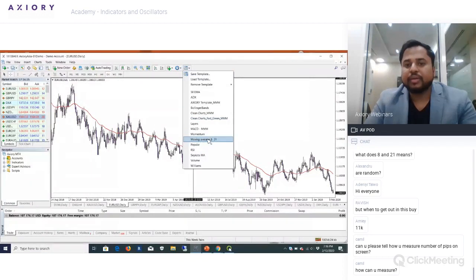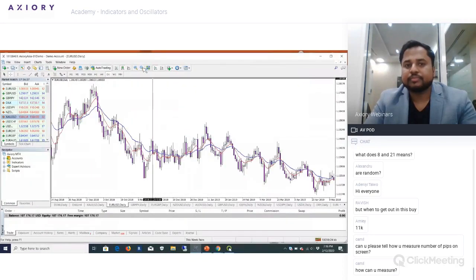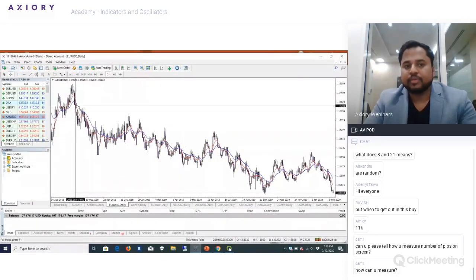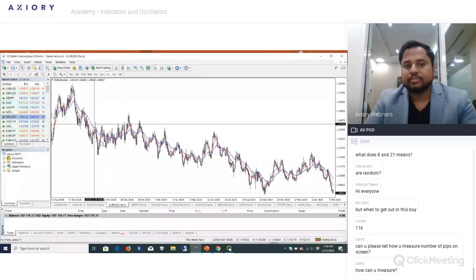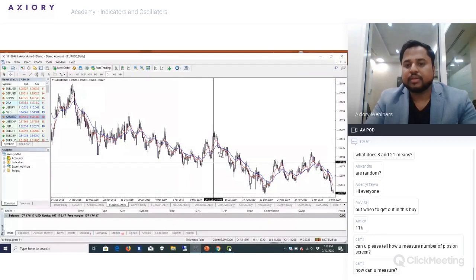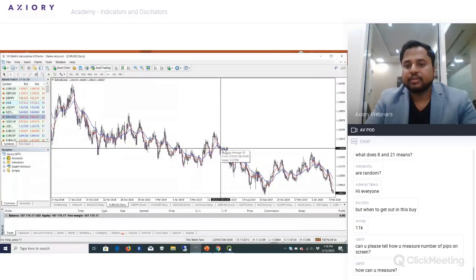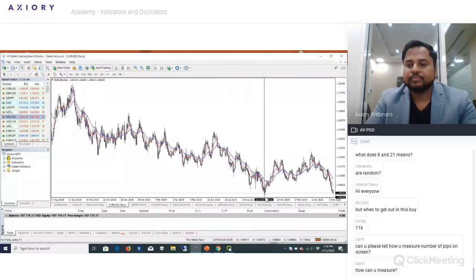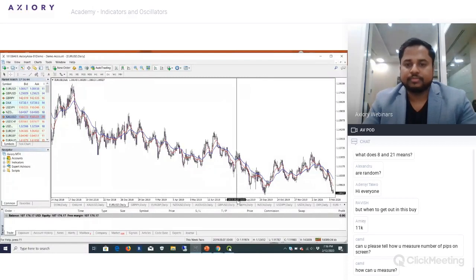You can put an 18 to 21 day moving average. See here, from here it's down for a long while. It enters choppy for some days. Then again it closed here. It came down nicely. Okay.